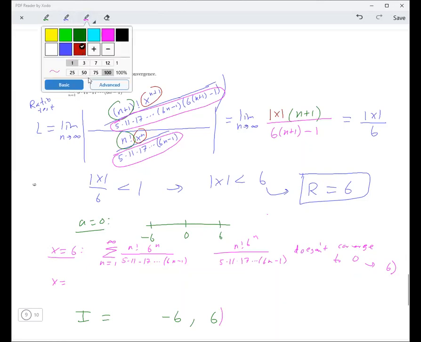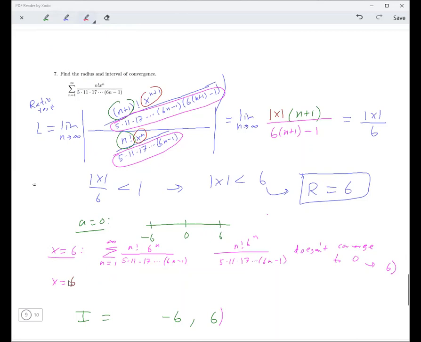And then also, by the same reasoning, when you put a -6 to the n, that's a (-1) to the n times 6 to the n. And again, by the same logic, it doesn't converge to 0, even though it's an alternating series, but you need it to converge to 0 to have a chance. So that means that you got this right here. So that's going to be your interval.